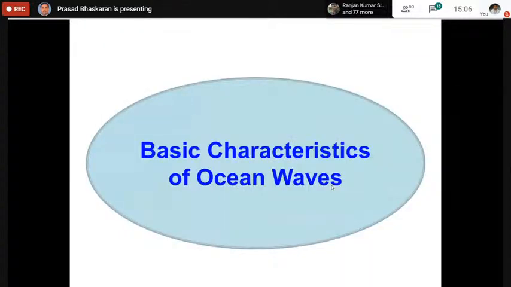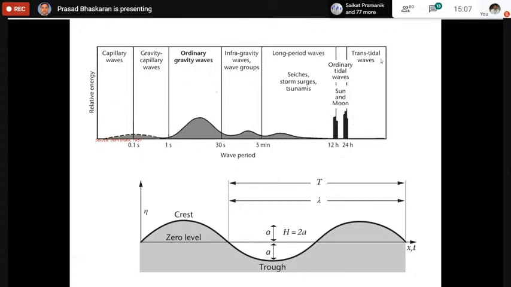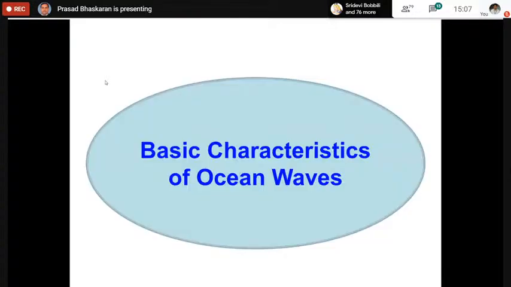So I'll first start with the basic characteristics of ocean waves. Now let me tell about what type of waves I'm talking about. We have different types of wave systems in the ocean. The top figure gives an idea of the different waves that we have in the ocean, starting with capillary waves, the smallest waves that you can find on the ocean surface. These can also be generated in a tank. Suppose you have a bucket of water and you give an external disturbance, you find the capillary waves generated. Of course, capillary waves have very low energy, so they are not a threat, but it starts with the capillary waves.